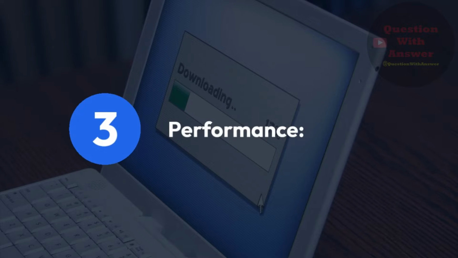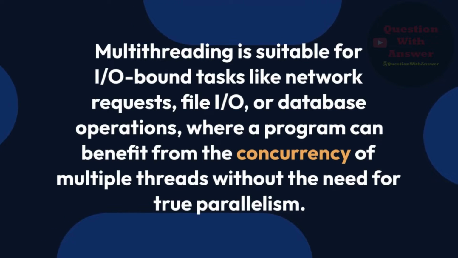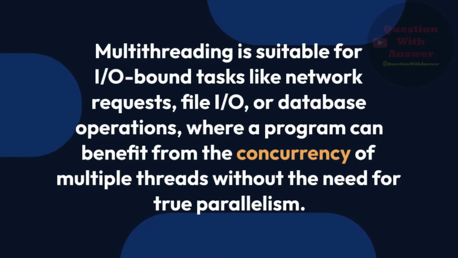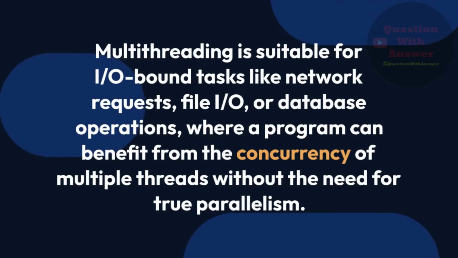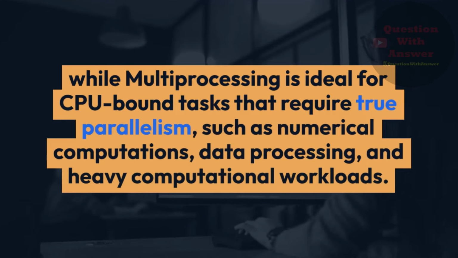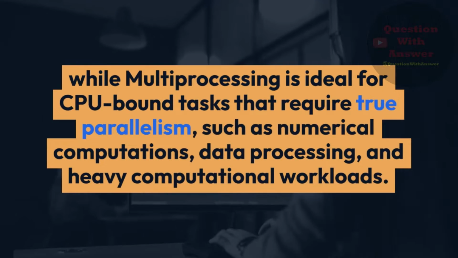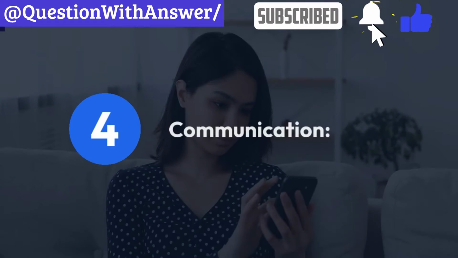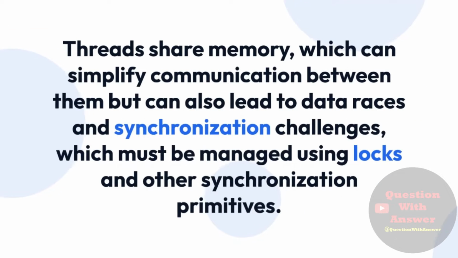3. Performance. Multithreading is suitable for I/O-bound tasks like network requests, file I/O, or database operations, where a program can benefit from the concurrency of multiple threads without the need for true parallelism. While multiprocessing is ideal for CPU-bound tasks that require true parallelism, such as numerical computations, data processing, and heavy computational workloads.